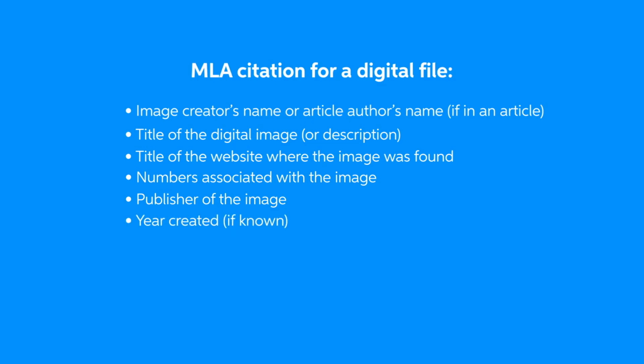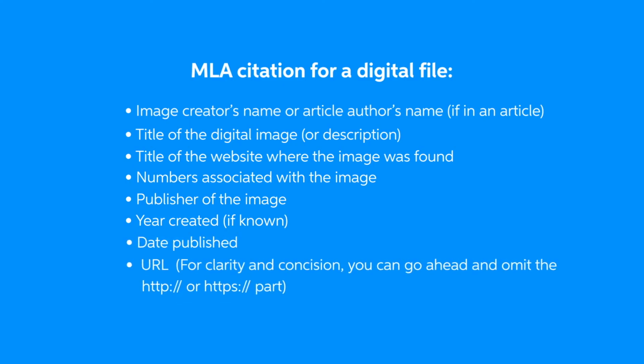The year the image was created, if you know it. The date it was published. And finally, the URL. You can omit the hypertext protocol prefix. If the citation for your image will be viewed on a digital device, it's helpful to make it clickable. This ensures that readers will be able to easily access and view the source themselves.